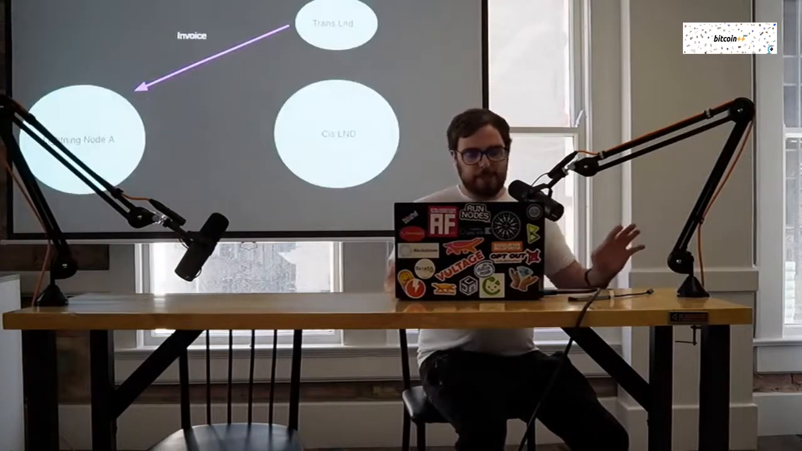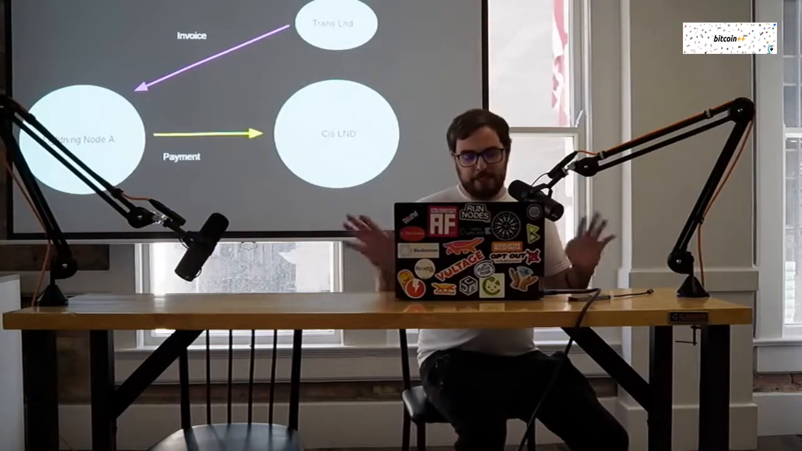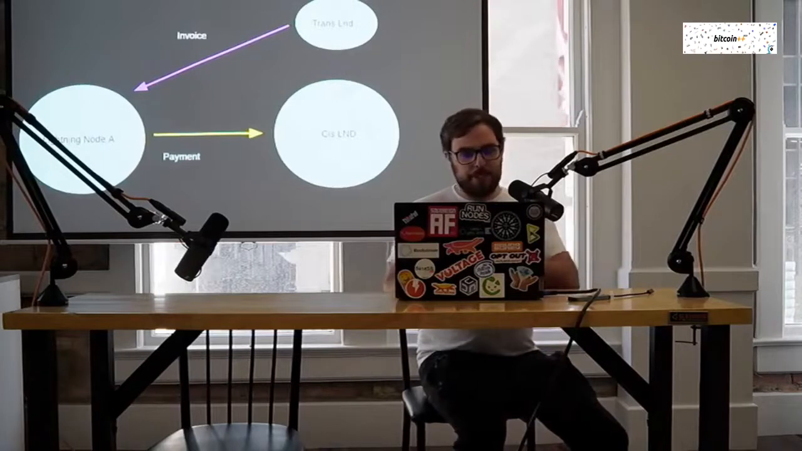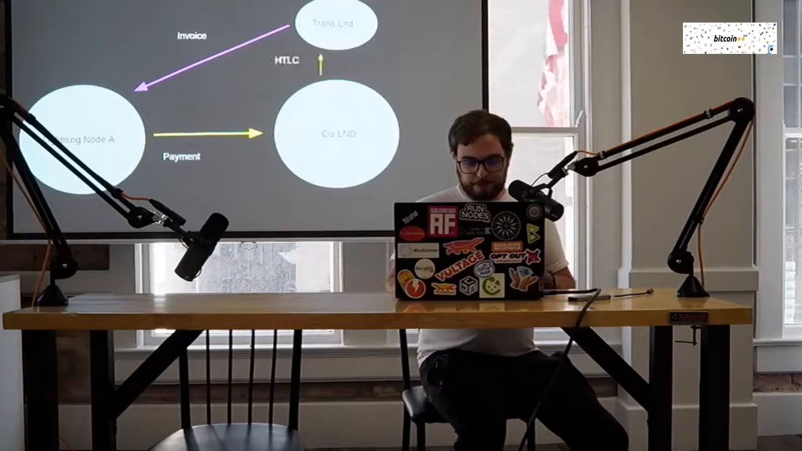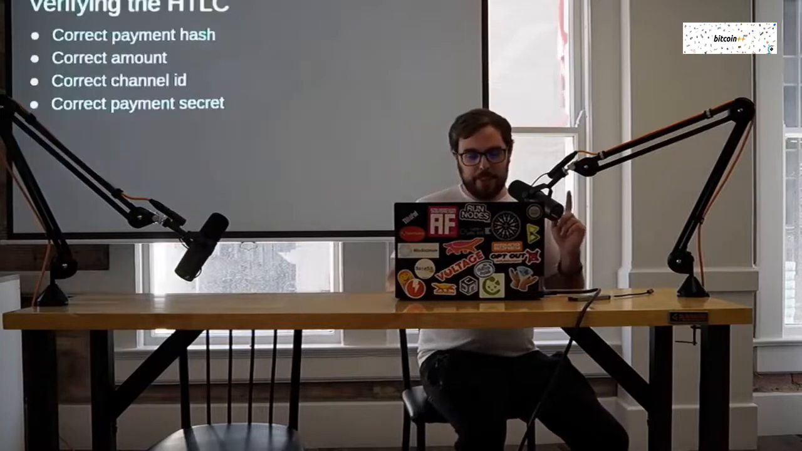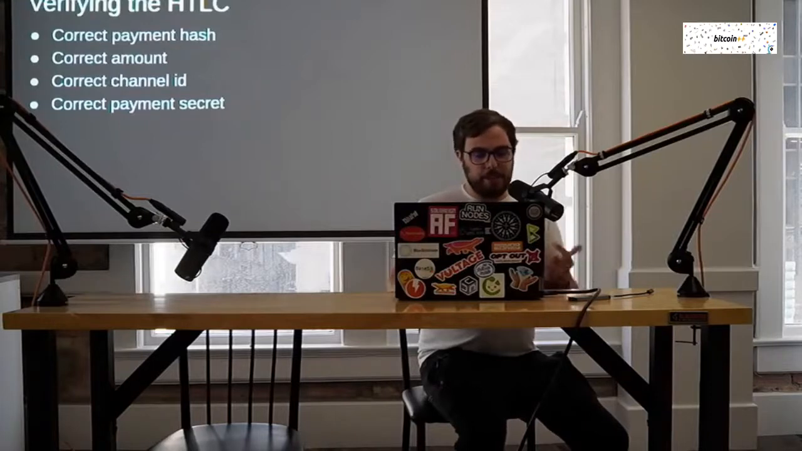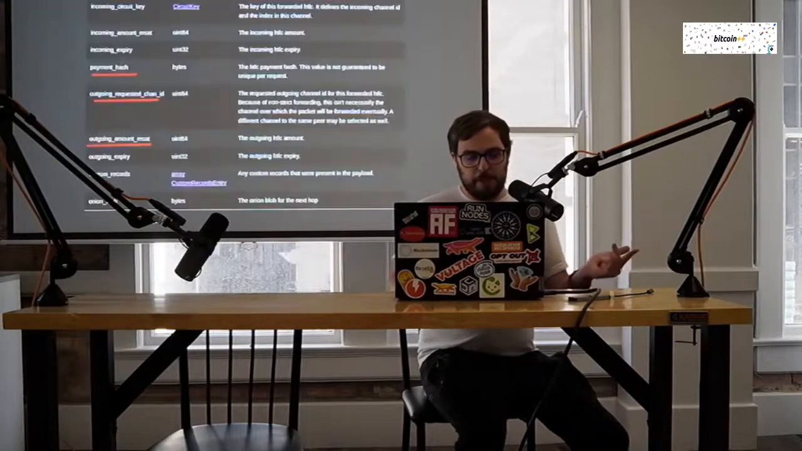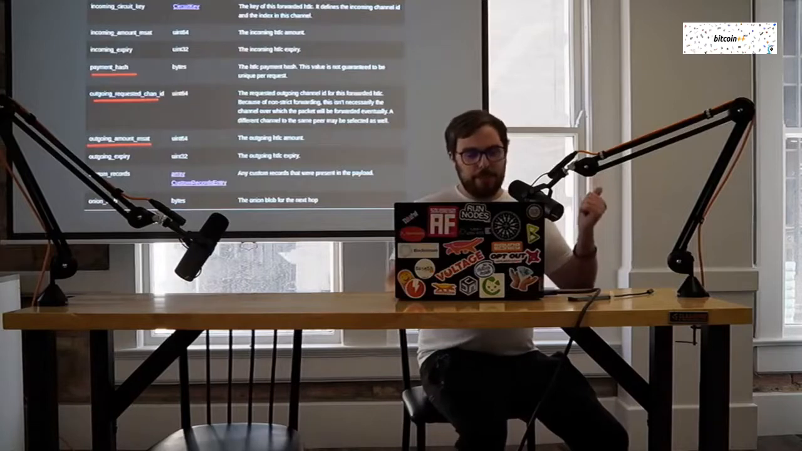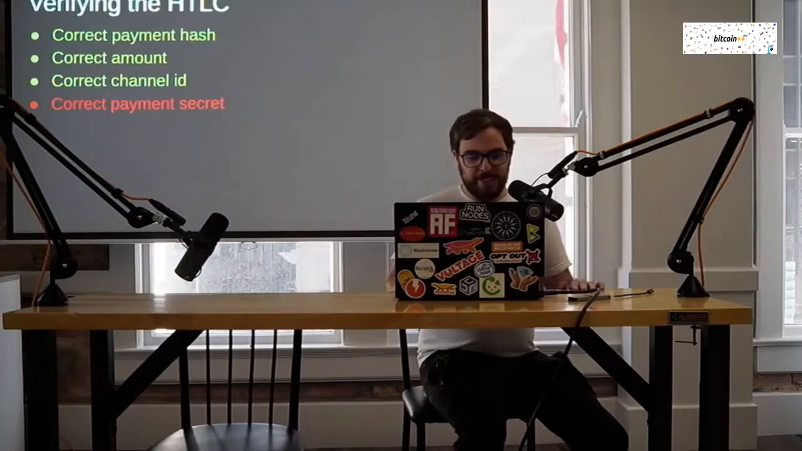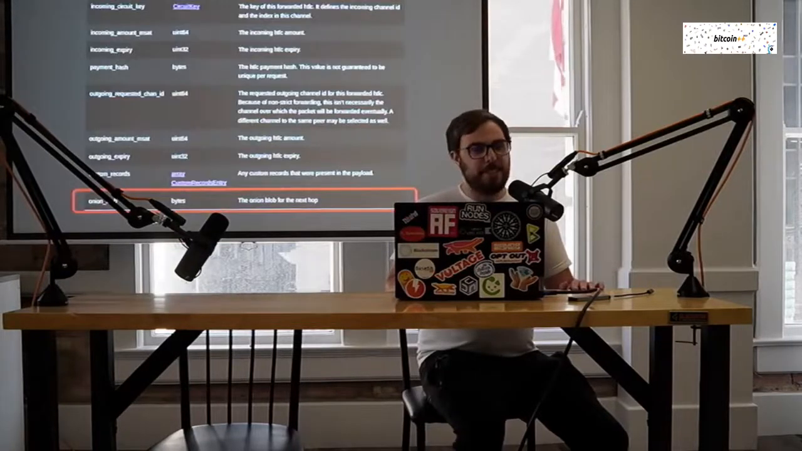So that gives us this first step. Then that node will pay it, and Lightning will handle that for you, and it'll eventually get to your actual Lightning node. The HTLC interceptor will send it up to TransLnd. Now we need to verify this HTLC to see if it's correct. We have to verify a payment hash, an amount, channel ID, and payment secret. The HTLC intercept request sends us a payment hash, a channel ID, and the amount, but there's no payment secret. You'd think it would be easy, but it's not.